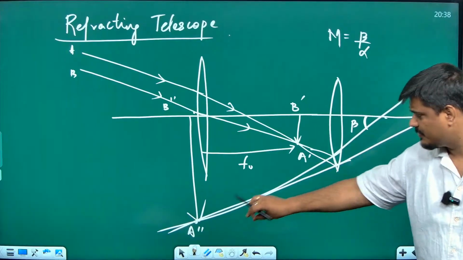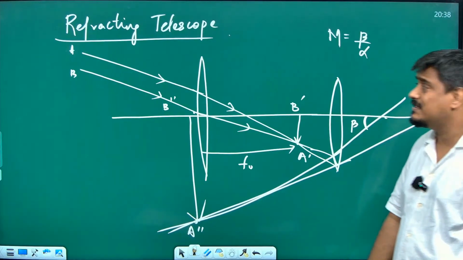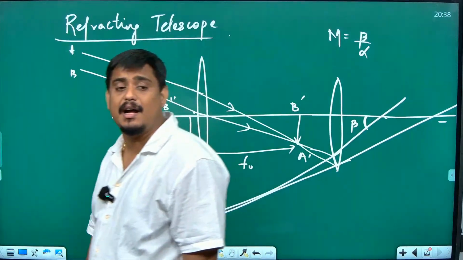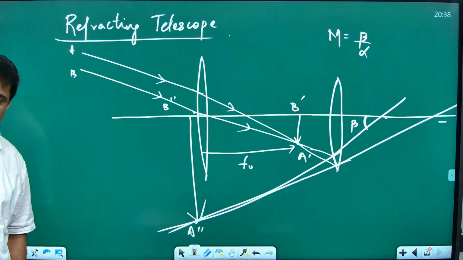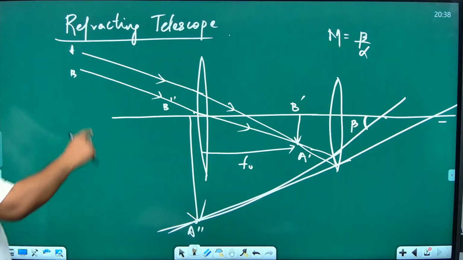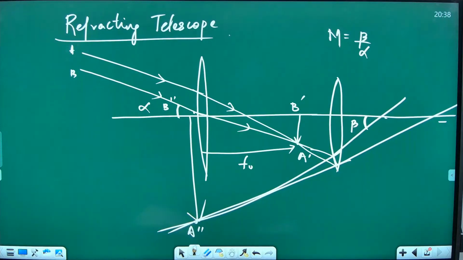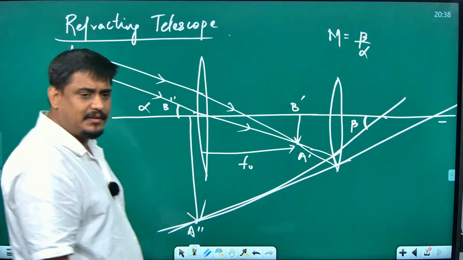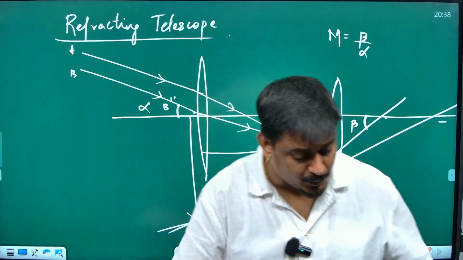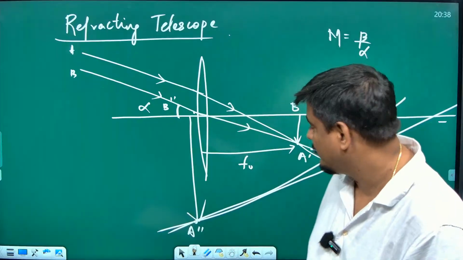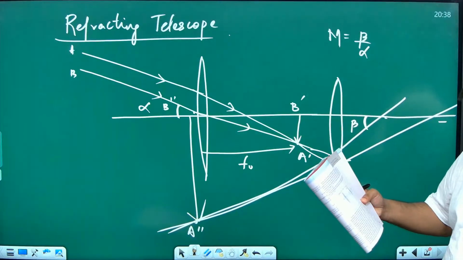Final image. And what is the alpha? Visual angle subtended by the object, isn't it? So the object is subtending angle here. Are you getting what is alpha and what is beta? If you see the NCERT book, you will be able to relate this. They have also written the same alpha and beta as what I am writing.